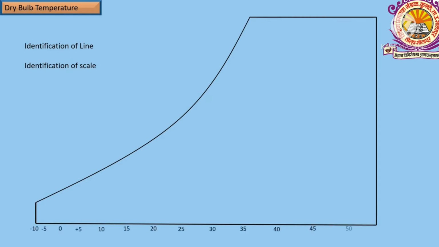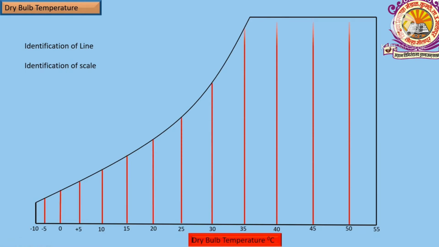The dry bulb temperature is plotted on the horizontal line, the x-axis, increasing from left to right, given in degrees Celsius. The vertical lines on the graph represent the constant dry bulb temperature lines on the psychrometric chart. All vertical lines. Okay.